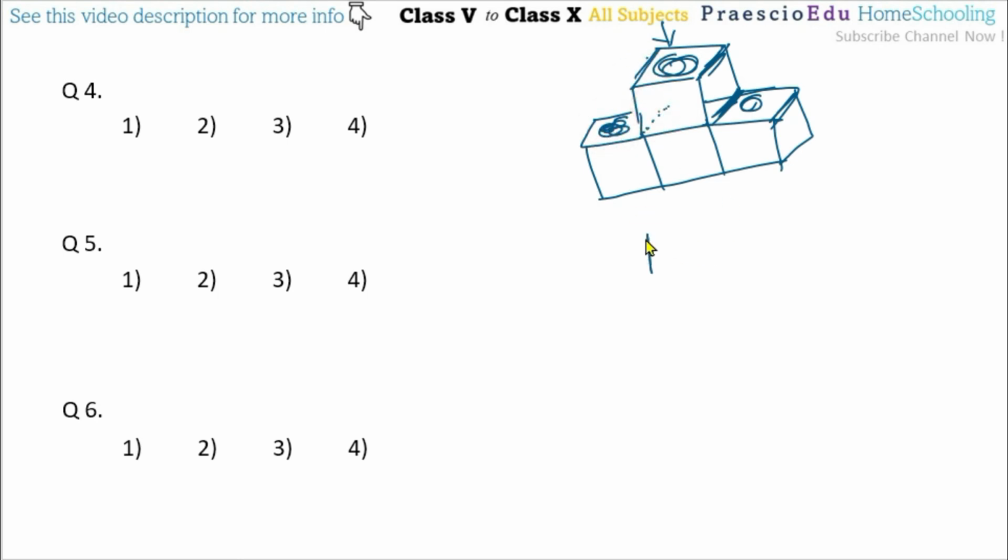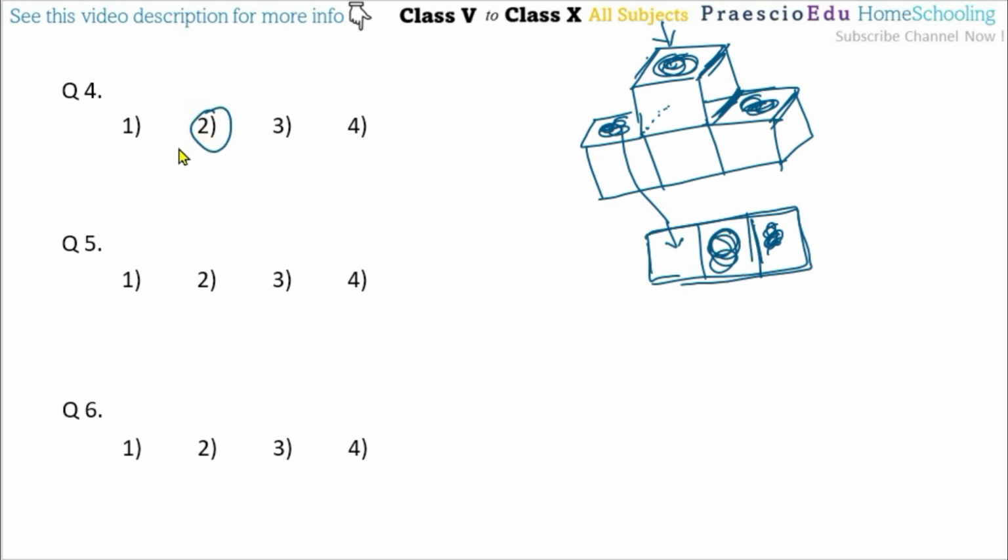So it looks like this shape. This middle surface, this face, this one, and the last one is this one. So this shape is like this one, and this is given in option number 2. So for question number 4, option number 2 is the correct one.